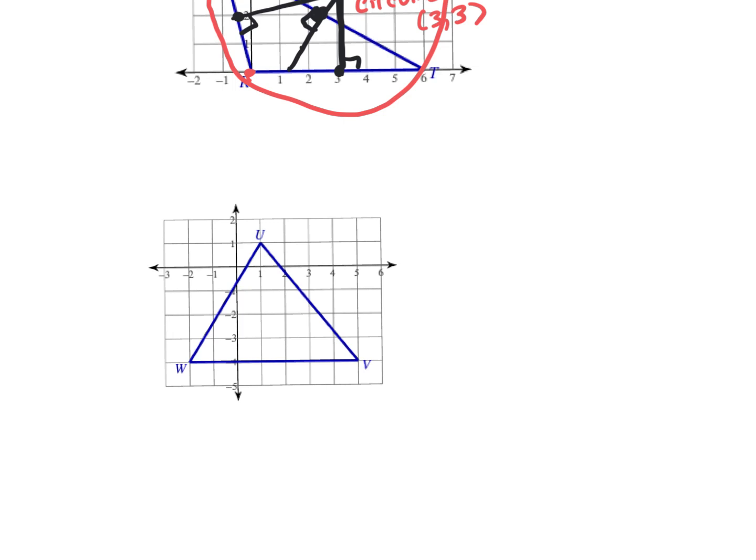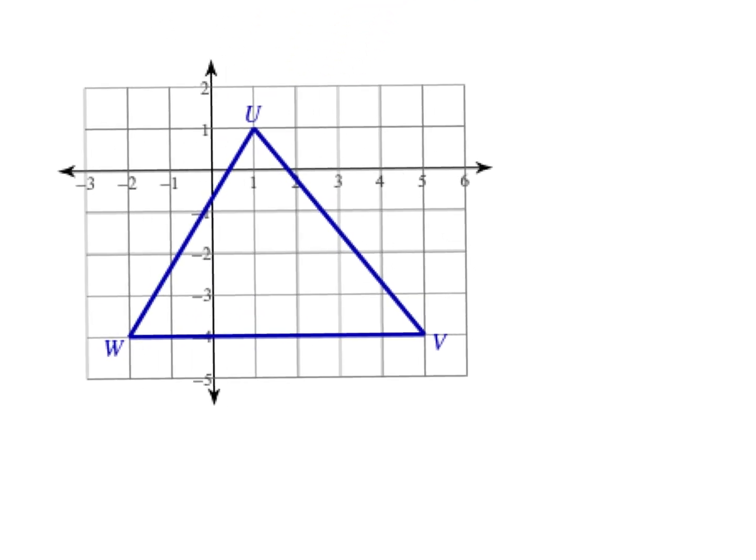So if I look at this last one, we want to find the perpendicular bisector's intersection to find the circumcenter. So the middle here appears to be right here. That's the middle of UV. So I'm going to make a perpendicular line that kind of goes through there.